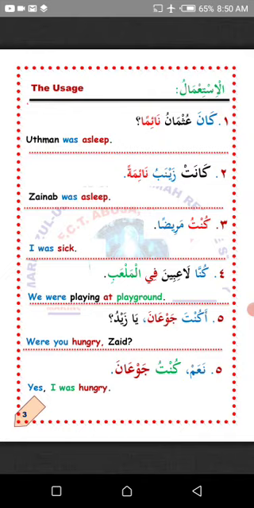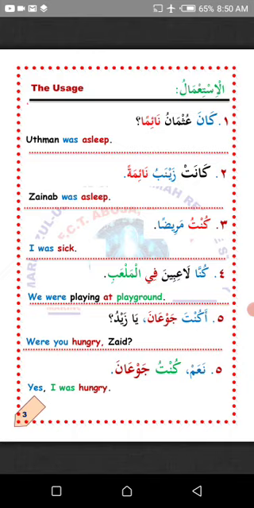Al-istimal, now the usage. Number 1: Kana Uthmanu na'iman. Uthman was asleep, meaning Uthman was sleeping. Number 2: كانت زينب نائمة. Zainab was asleep, meaning Zainab was sleeping.